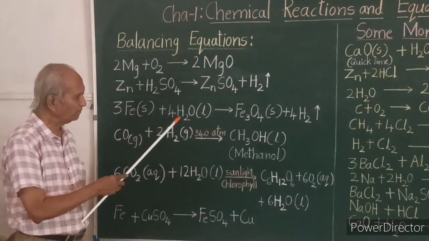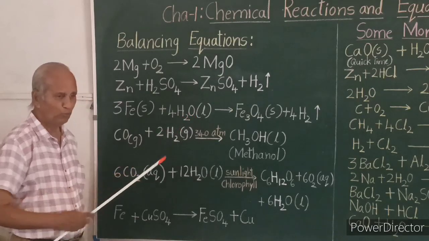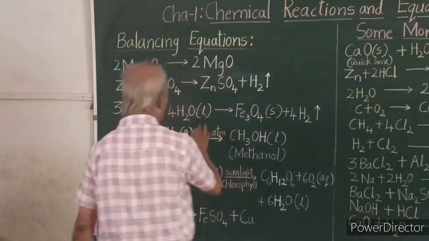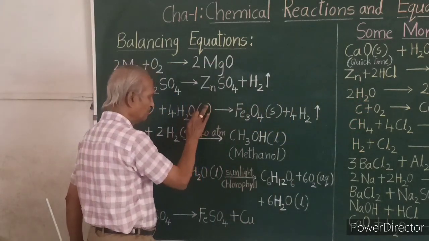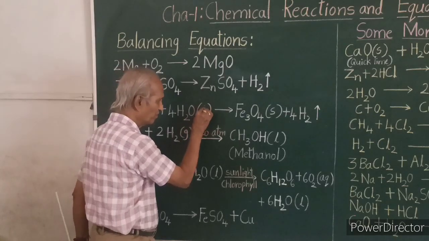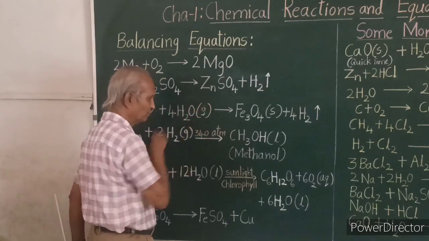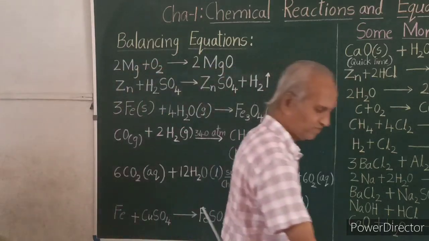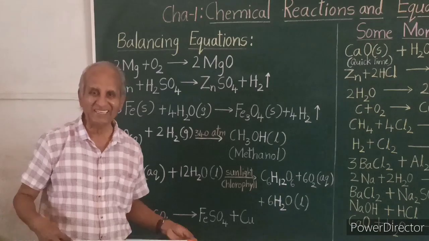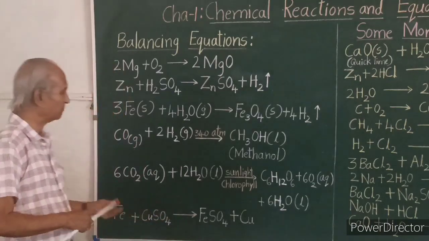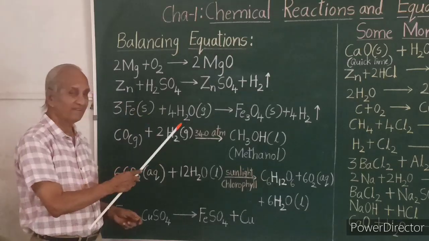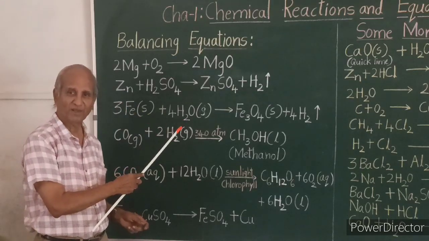Plus 4H2O. I'll make a small correction here. I have written it as L, but actually we should write it as G. I'll tell you why. You may say, sir, what about the liquid form? Why G? Why gas? In this equation, water reacts with iron in the form of vapor.